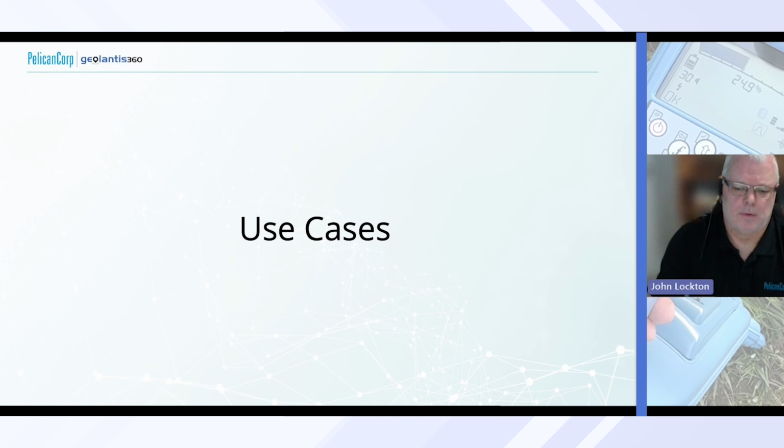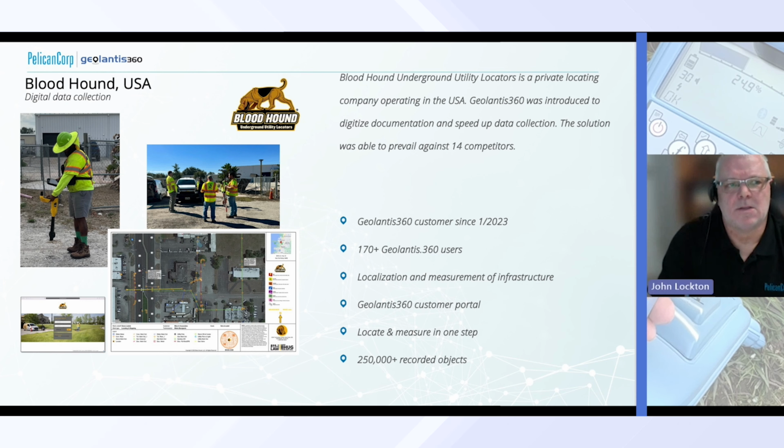I'm going to go through a few use cases. The first one is from the US, from a company called Bloodhound. They're a private locating company. Geolantis360 was introduced to them a couple of years ago. We went through a competitive tender process up against about 14 companies, and we came out successful. And now they're up towards a couple of hundred users.